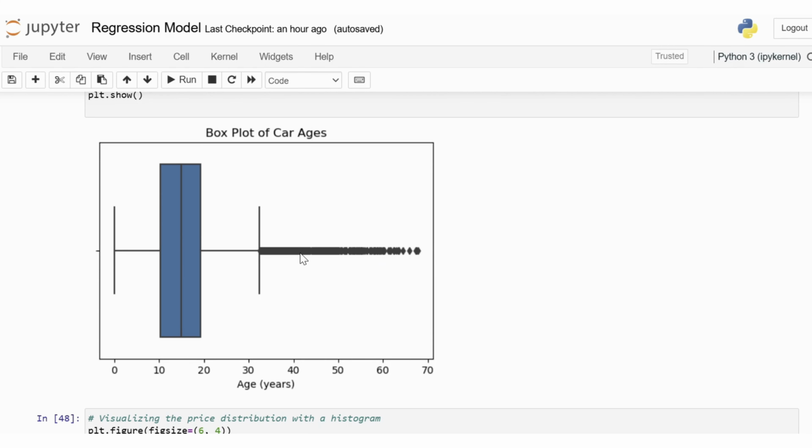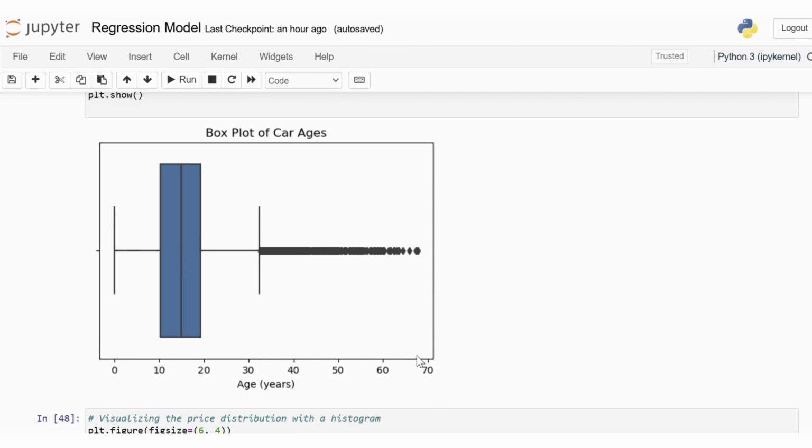So, the key observations from the graph is that the median age of cars is around 15 years. Most of the cars fall within the age range of about 7 to 22 years. And there are several cars older than 30 years, with a few as old as 67 years, indicating a presence of vintage or very old cars in the dataset.